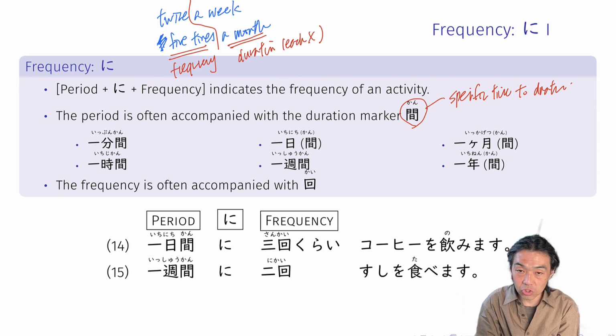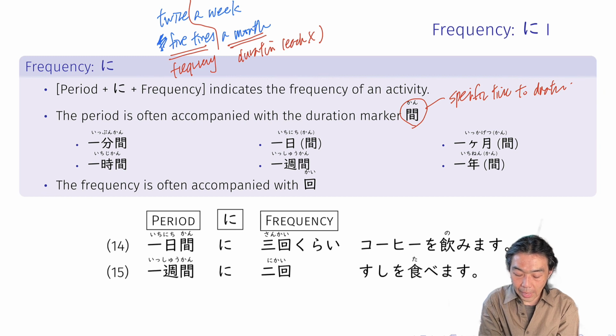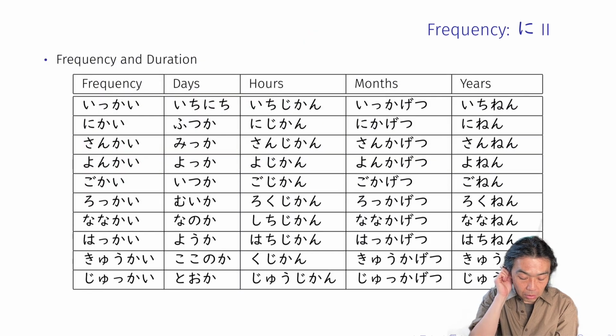Sometimes kan gets dropped. So if you talk about the day, month, or year, often kan gets dropped. You can say it, there's nothing wrong with saying it, but many people just drop kan. But you have to use kan for time or week. You cannot drop kan to indicate the duration. Okay. So let's see the summary here.